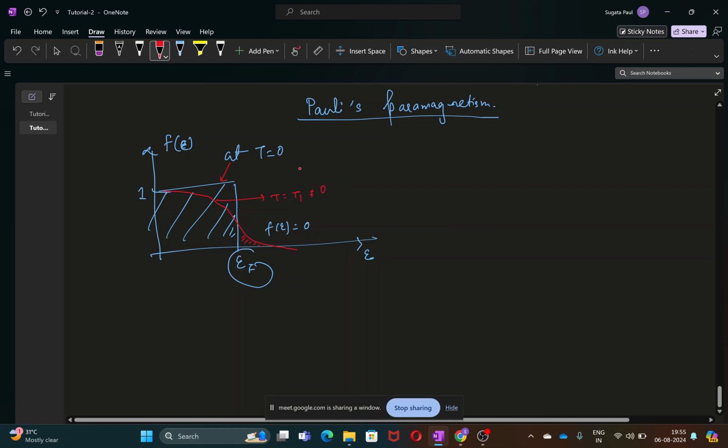But in the Pauli paramagnetism scenario, we will not consider the temperature smearing effect, for the simplicity of the calculation. So we will assume no temperature smearing out effect.